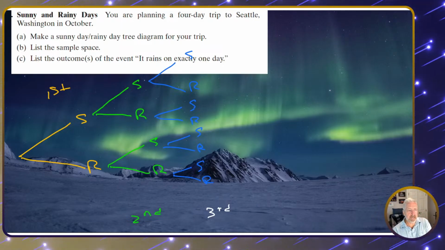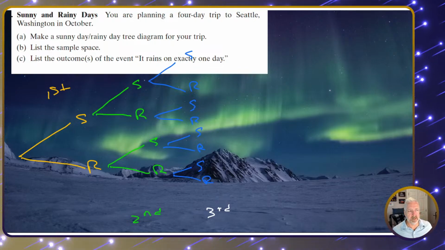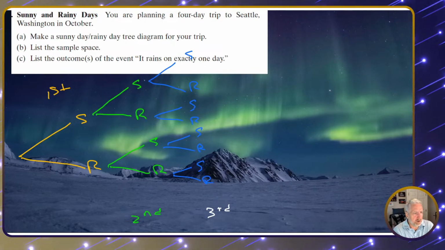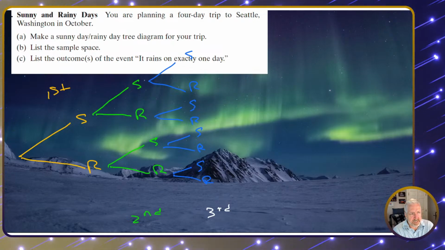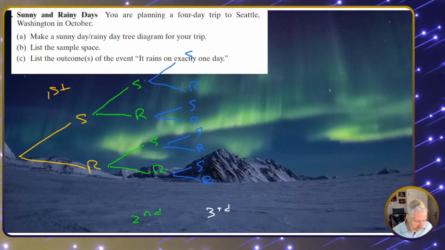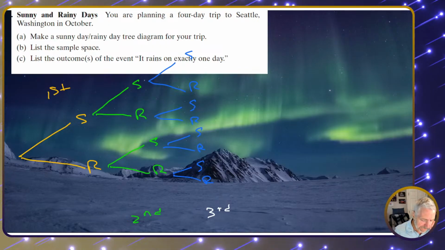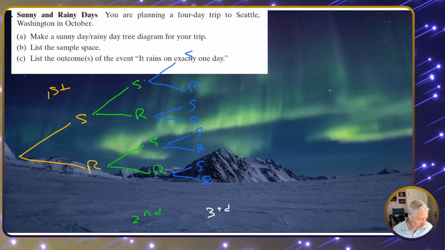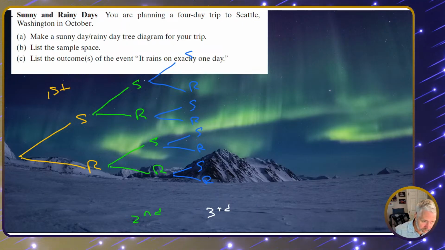So make a sunny day, rainy day tree diagram for your trip. There it is. Now, it doesn't tell us what the probabilities are, but it's not asking for that here. But if it was, we could figure it out. But now it's asking for the sample space. So I'm going to go right over here in yellow, and I'm going to write the sample space knowing that I'm going to run out of room here. So I have to just put it below.